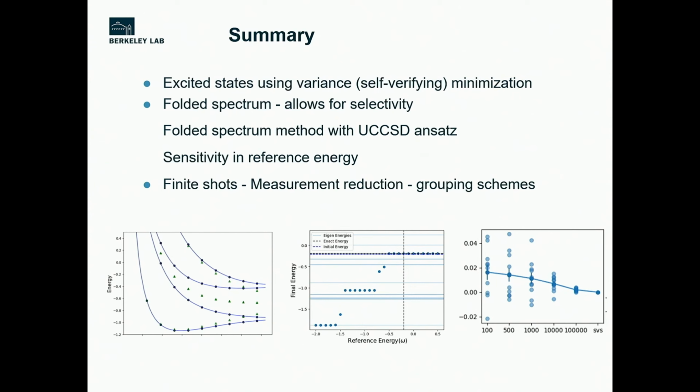For the chemistry systems, we have looked at the hydrogen molecule and the lithium hydride molecule, and we also see how much sensitivity is available in the reference energy, and we have also looked at what happens in the case of finite shots for the smaller systems.